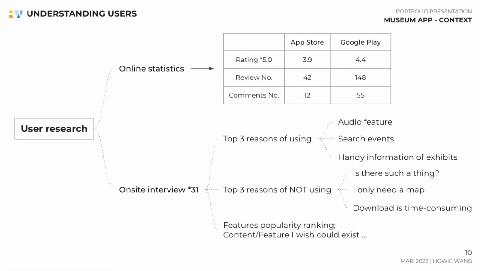And then understanding users. So user research consists of two parts. The first part is to research online to find the existing app, how the ratings look, and how many people reviewed, what their comments are, and find some interesting facts from those comments. For example, people complain that downloading the app takes a lot of time. And the other part is on-site interviews.